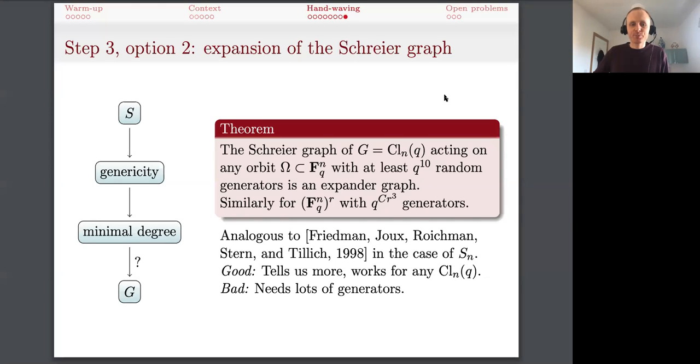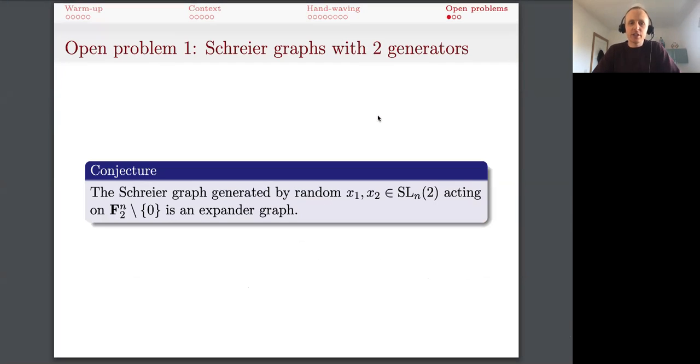Okay, so I'll just close with a few open problems, and the first open problem is pretty natural in light of this last slide. Consider this Schreier graph. You take SL_n(2) and you take 2 random generators and you act on F_2^n. The conjecture is that this should be an expander graph. And this is a graph with 2 to the n minus 1 vertices.